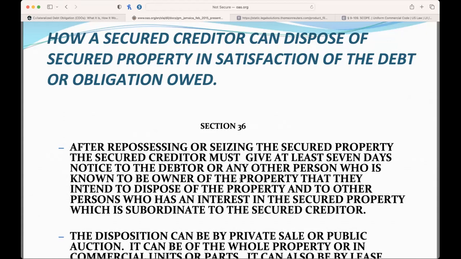But how many people have gotten 7 days notice? And I think it said prior. So 7 days notice. Yeah, it does say prior, but yeah, at least 7 days notice to the debtor.